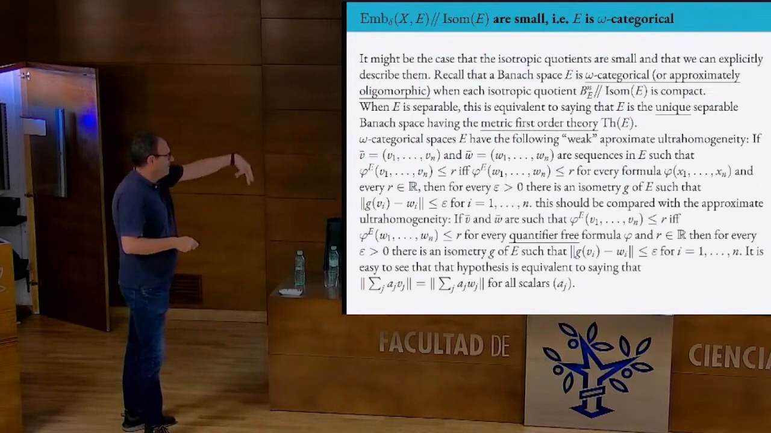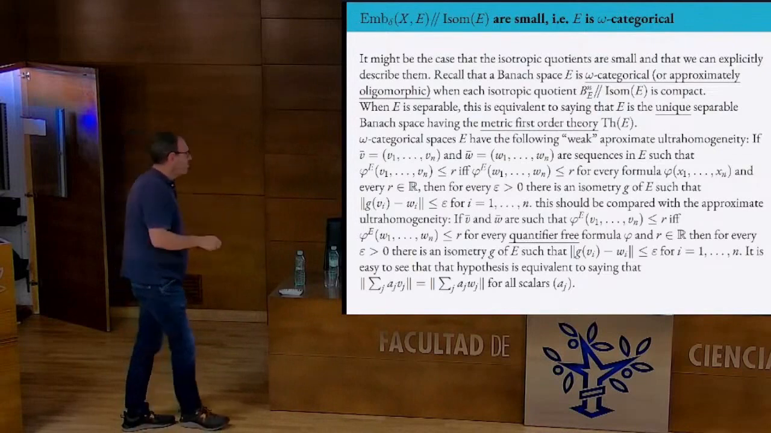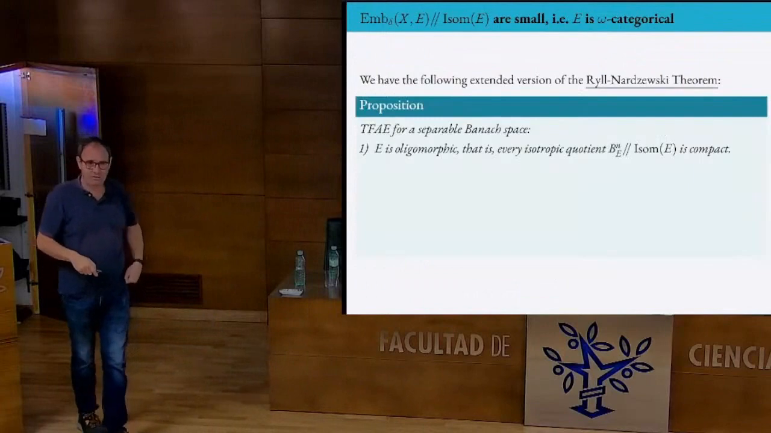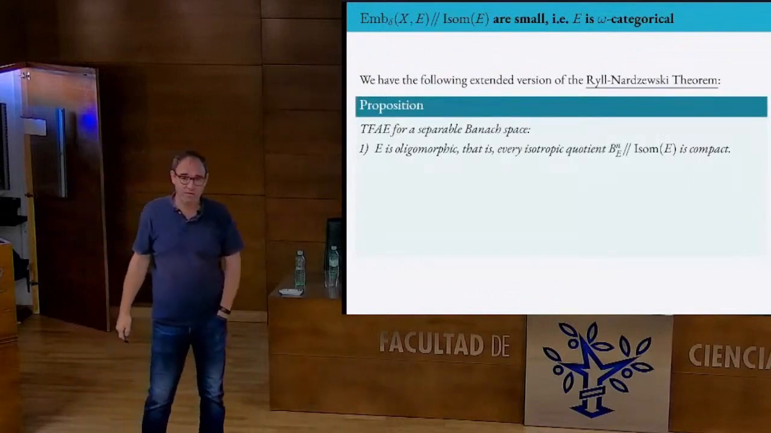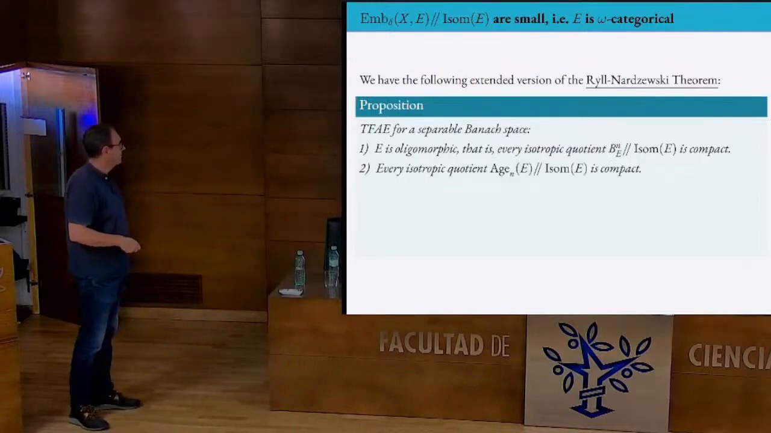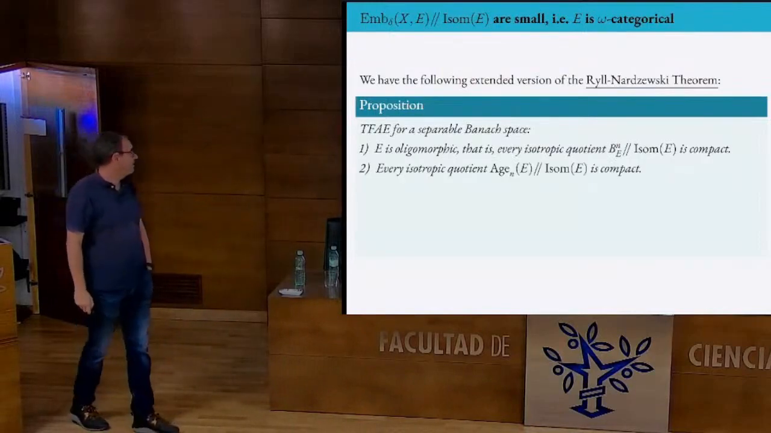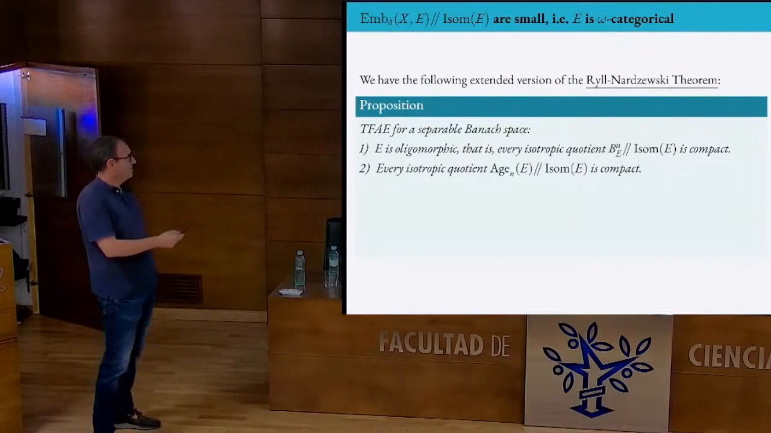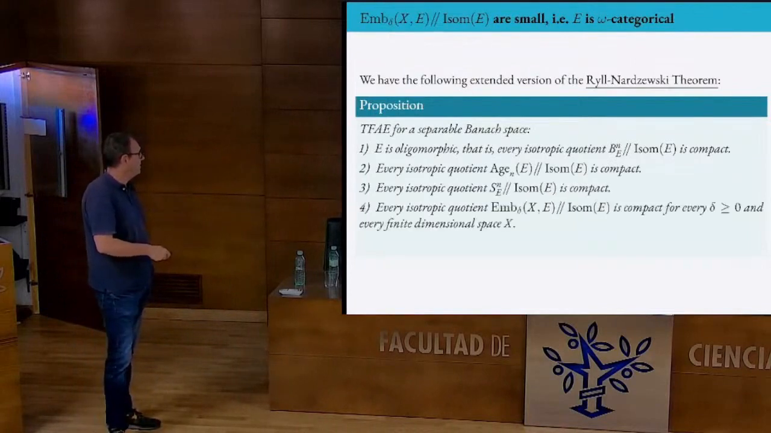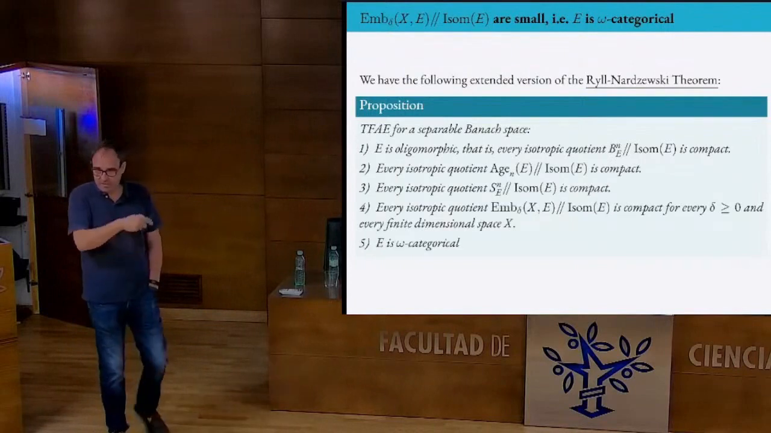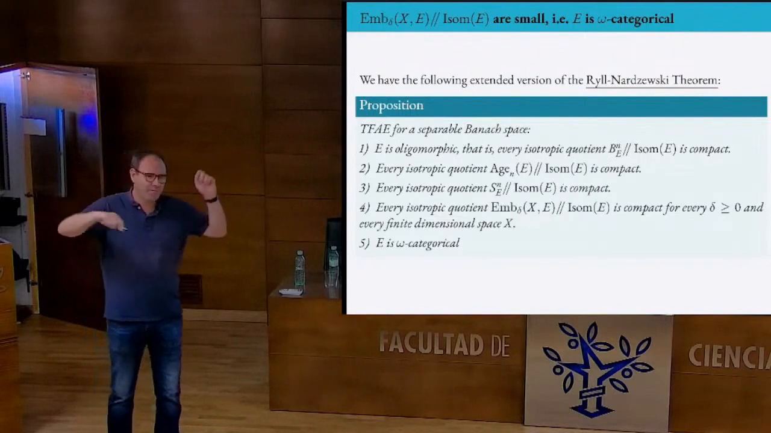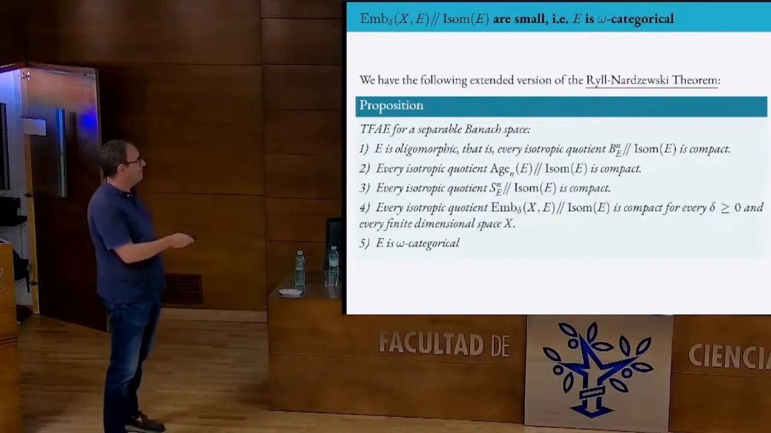So this is what I said. There is a well-known result in model theory, which has this interpretation in metric model theory, the Ryll-Nardzewski theorem, which links the compactness of the quotients with omega categoricity. It tells you that having a unique model is the same as these quotients being compact.